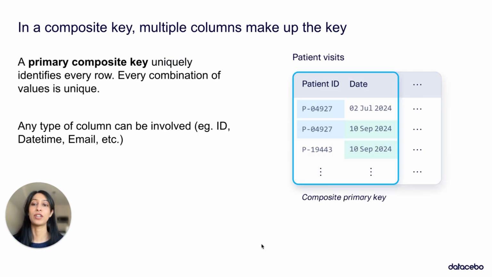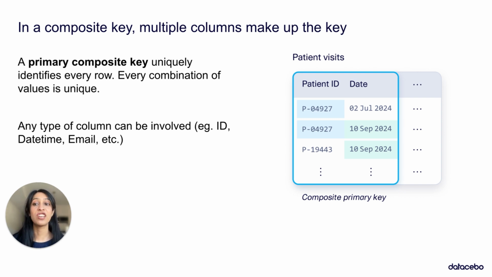So just as a quick refresher on composite keys. A composite key is when multiple columns act together to be a key for the table. So this could be a primary key, which uniquely identifies every row. So in our example here at the right, we have a table about patient visits to a particular doctor's office. And the composite primary key here is the patient ID column and the date column together. That means that the combination of these two values is unique, and it uniquely identifies every record in the table. It uniquely identifies a patient visit.